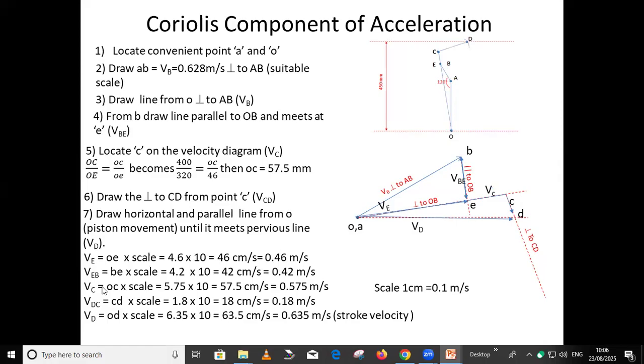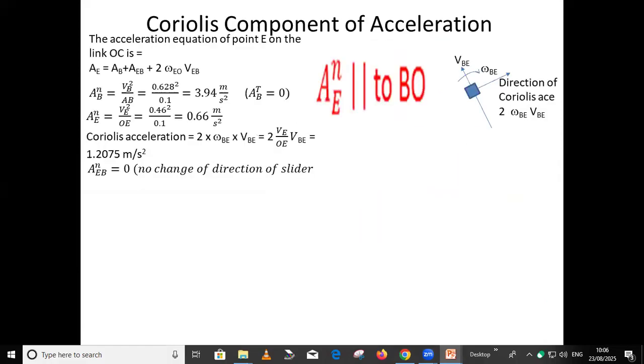So the next part is to look at the acceleration diagram. Now, what we discussed for velocity: there will be two components, normal and tangential components of acceleration. The normal component will be parallel to the line, and the tangential will be perpendicular to the line. To calculate the Coriolis component of acceleration, we should have omega B and the velocity of B.